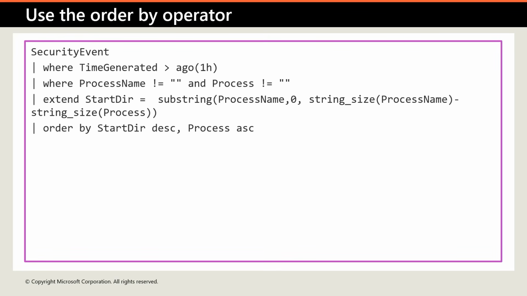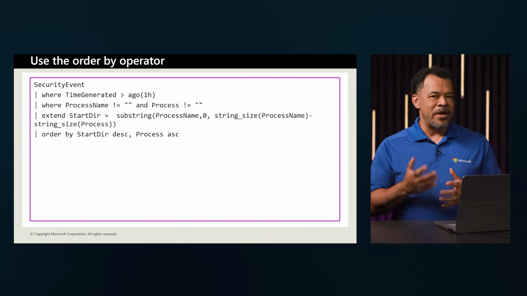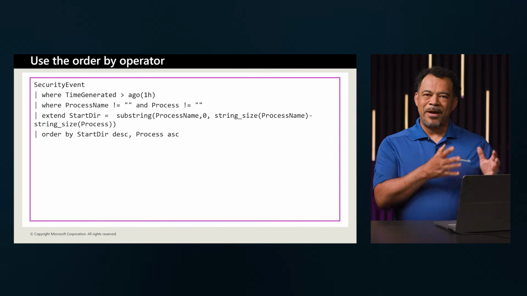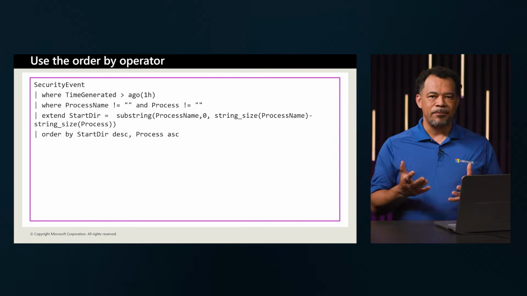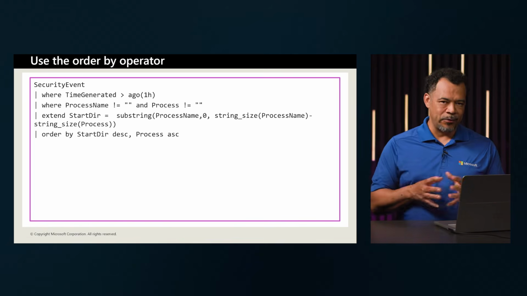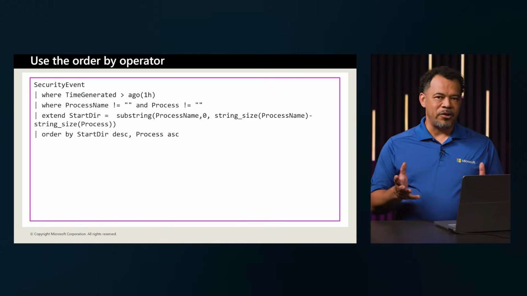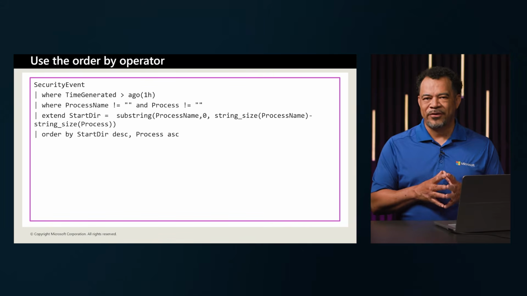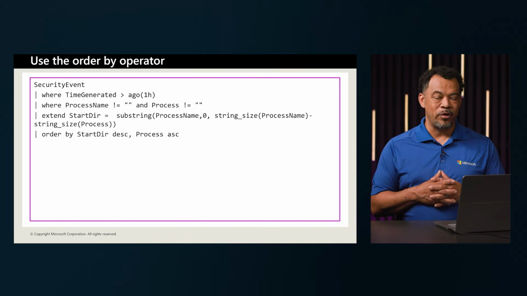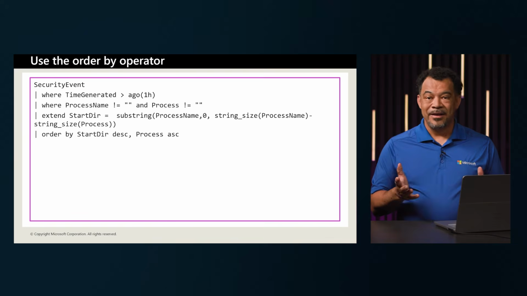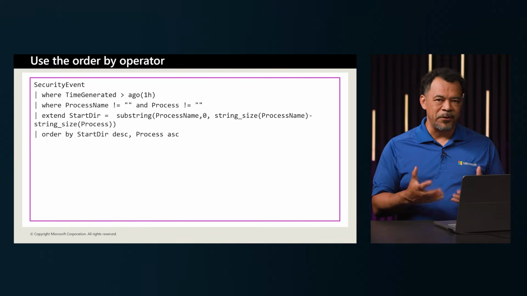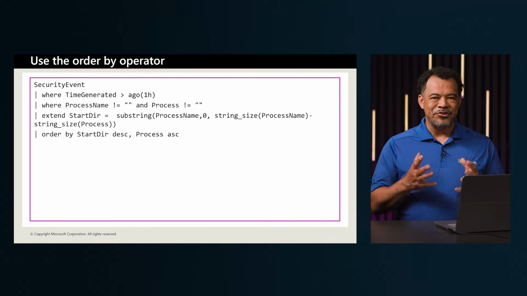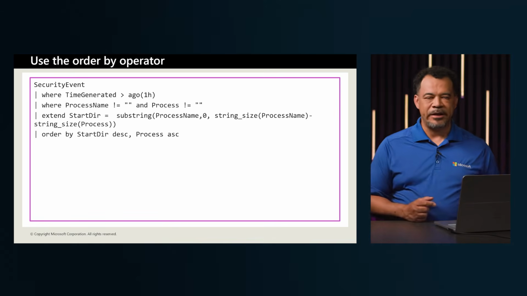It uses the extend operator to create a new column called start_dir, which trims the process portion from the end of the process name. The order by operator is then used to sort the results first by the start_dir in descending order and then by process in ascending order. This kind of sorting is useful when you want to group similar directory paths together while still keeping the process names in a readable order. Overall, this shows you how you can combine filtering, transformation, and sorting to shape your data for cleaner insights.